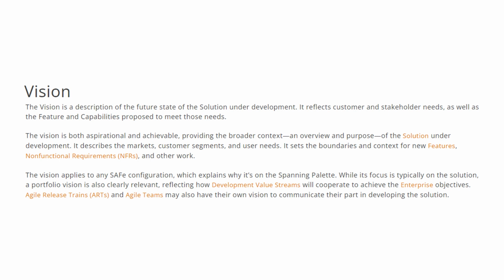While its focus is typically on the solution, a portfolio vision is also very clearly relevant, reflecting how the development value streams will cooperate to achieve the enterprise objectives, and ARTs and agile teams may also have their own vision to communicate their part in developing the solution. So your vision will spread across all levels. You might have a portfolio vision, you might have a solution vision, you might have a program vision, right? At every level you need to decompose the purpose at that level, right? So that is very important.